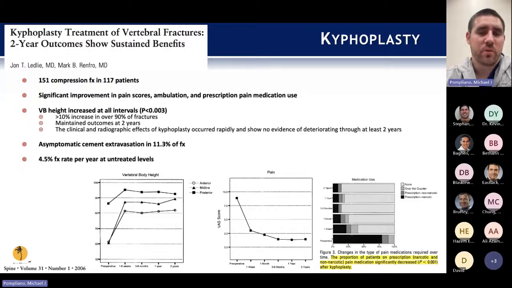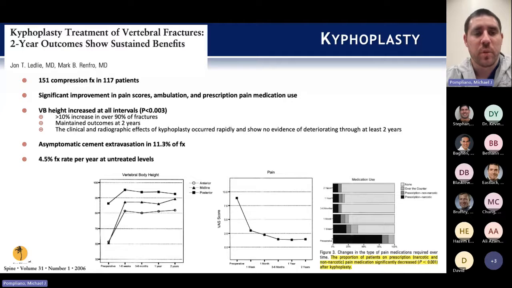Kind of moving away from pedicle screws, other applications of these techniques, you can frequently hear about these techniques being used in kyphoplasty patients. So they looked at 151 compression fractures in 117 patients, looking at kyphoplasty and postoperative outcomes. There's significant improvement in pain scores, ambulation, and prescription pain medication use, which is pretty significant findings considering that's the primary complaint in this patient population. So it's usually elderly patients, low energy trauma, not as high demand or high functioning as some of our younger patients, and I mean, these injuries hurt, as we all know.